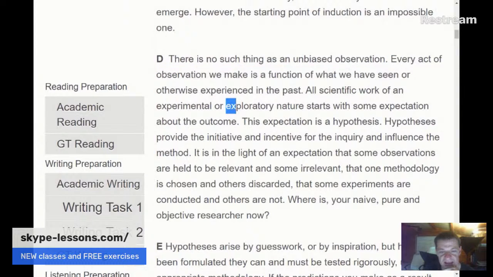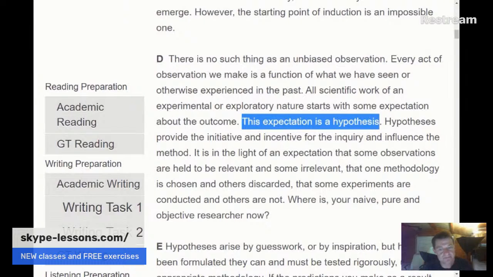Look, he loves this, X or X. He knows parallel structure, this guy. X adjective, X adjective. Experimental or exploratory nature starts with some expectation about the outcome. This expectation is a hypothesis. So this seems to be the main idea in this paragraph to me. It's all about a hypothesis. Now, quite a few of the titles had hypothesis in them, so we need to know which one. This expectation is a hypothesis.